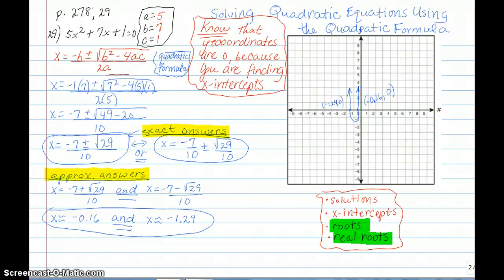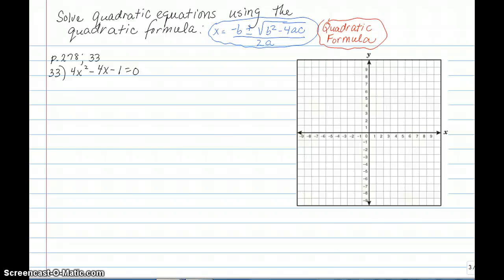Okay, so now you're going to try the next one on your own, and then you're going to go ahead and solve it and then check it. On page 278, I'm going to have you work on number 33. Again, we're continuing to solve quadratic equations using the quadratic formula. The quadratic formula gives you the solutions or the x-intercepts. The quadratic formula is x equals negative b plus or minus the square root of b squared minus 4ac all over 2a.